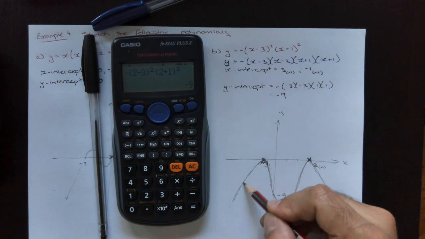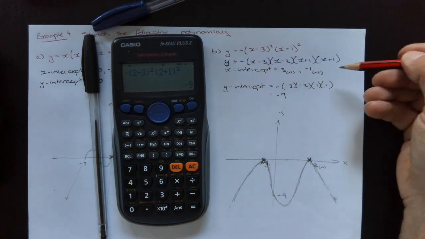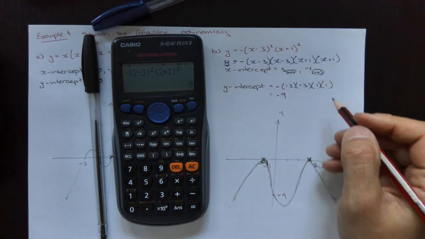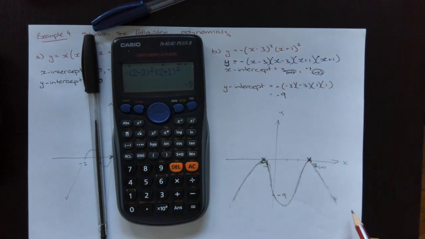So that's how you would sketch your function. You'd find your x-intercepts, notice if it's a double root, find your y-intercept, and test each side of the intercepts to see what the function does. Okay, and that's it. Thank you.